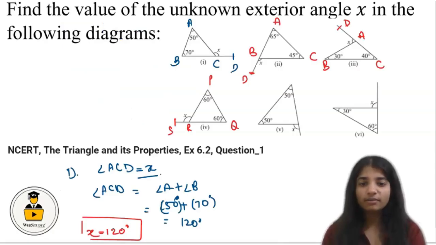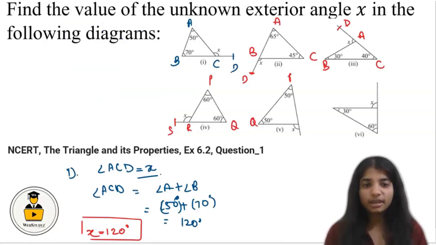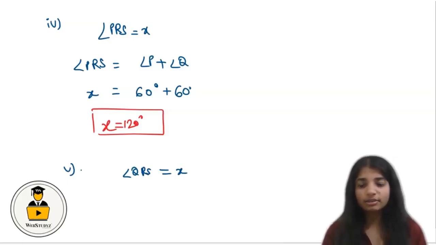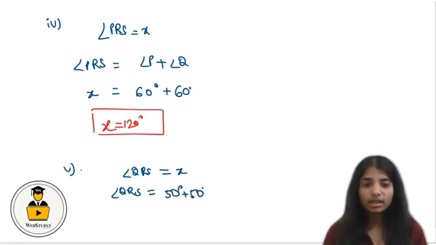Now let's discuss part 5. Again naming this, let's say this is P, this is Q, this is R, and this is the extended S. We have to find out the value of QRS, that is given as x. As we know that the exterior angle is equal to the sum of the opposite interior angles, angle QRS must be equal to angle Q plus angle P, that is 50 degrees plus 50 degrees. So x is equal to 50 plus 50, which is 100 degrees. So the answer to part 5 is 100.